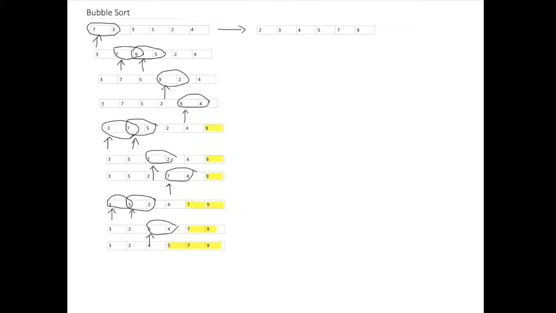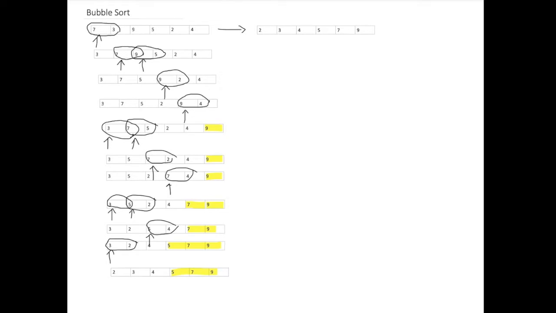Now we have to restart this process. What we can do, we move the pointer to the first location again. And we compare 3 and 2, and 3 is larger than 2. That means we have to swap them. So 2, 3, 4, 5, 7, 9. And let's color these.